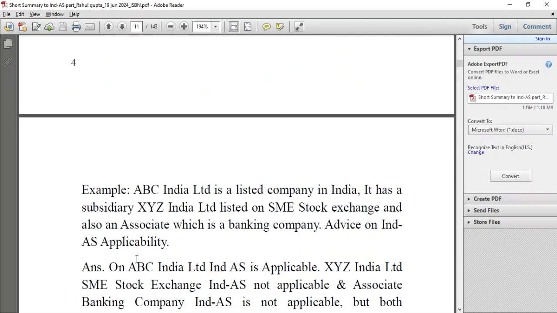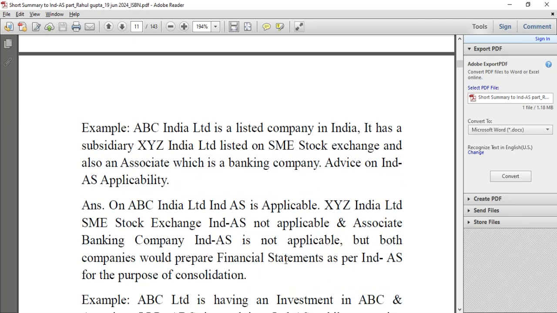Example 3. ABC India Limited is a listed company in India. It has a subsidiary, XYZ India Limited, listed on the SME Stock Exchange, and also an associate, which is a banking company. Advice on Ind-AS applicability: on ABC India Limited, Ind-AS is applicable. For XYZ India Limited on the SME Stock Exchange, Ind-AS is not applicable, and for the associate banking company, Ind-AS is not applicable. But both companies would prepare financial statements as per Ind-AS for the purpose of consolidation.